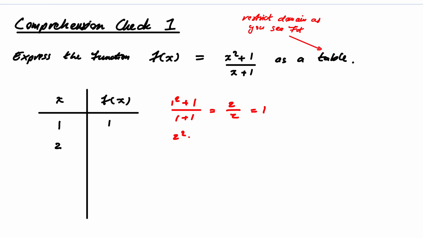Let's feed in 2, see what happens. So 2 squared plus 1 divided by 2 plus 1. That's equal to 5 divided by 3, is that correct? Very nice.